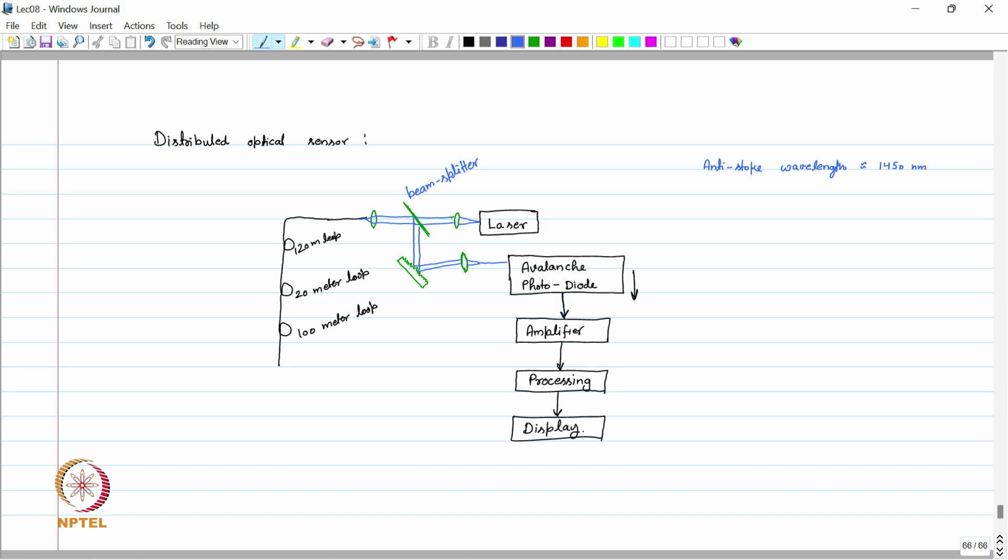Again, it depends on what you are sending through this laser, and a typical Stokes signal is 1650 nanometer. Based on these frequencies, we classify the Raman filter which we use in these distributed optical sensors.